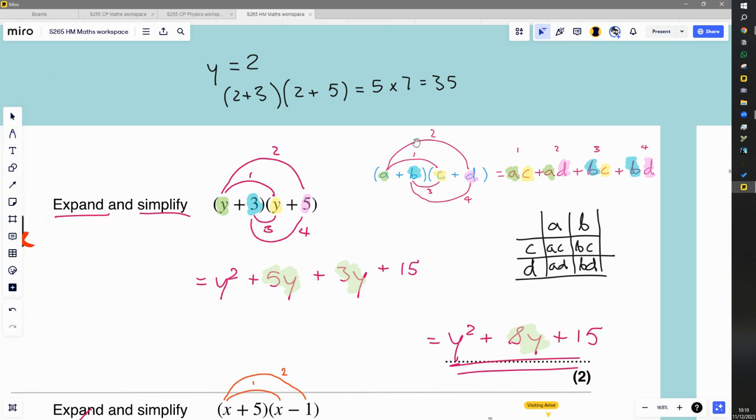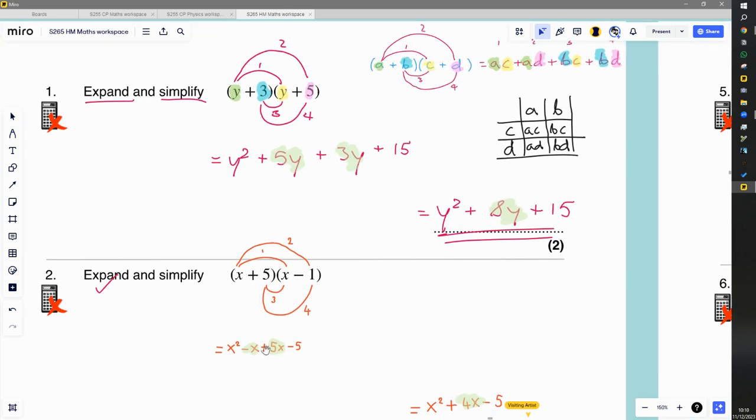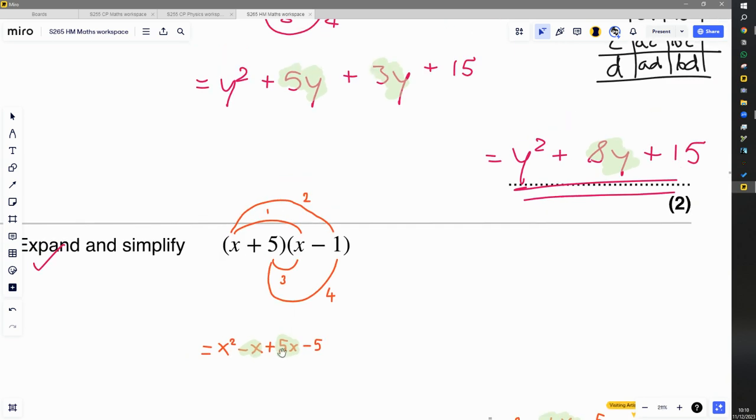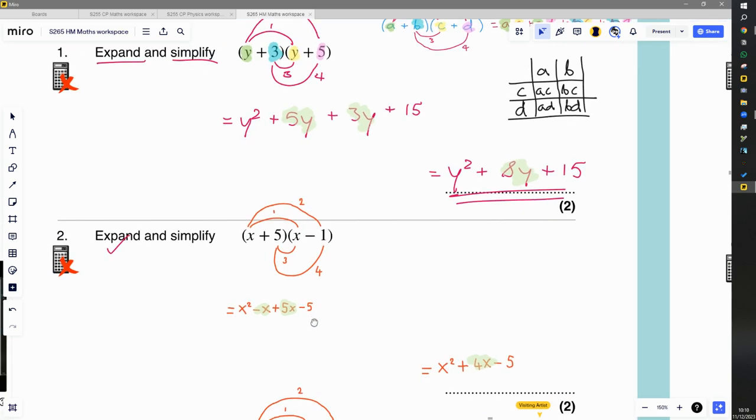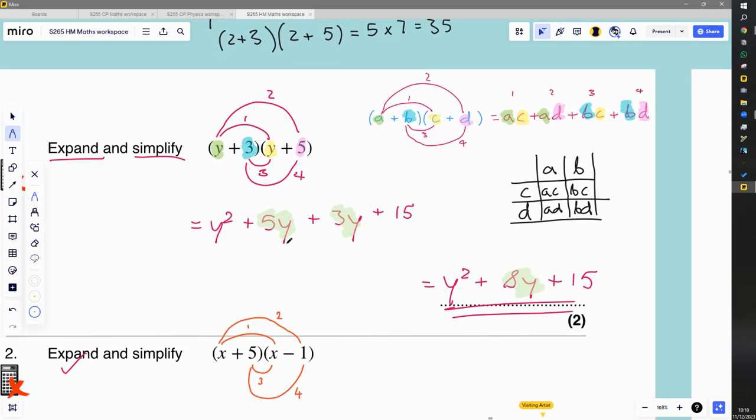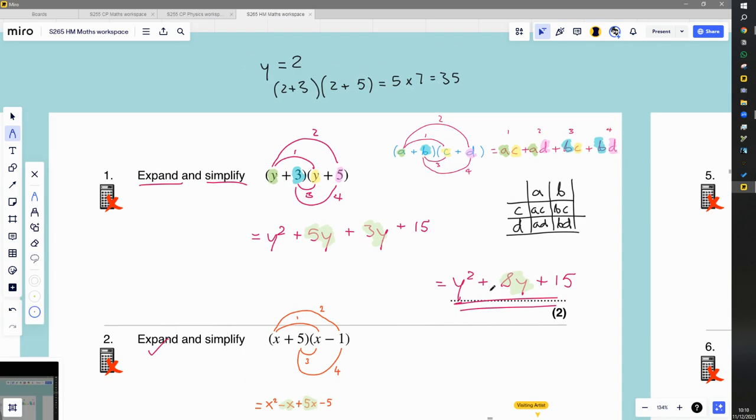Later on, in other examples, we have a minus, and in those cases, you do negative x plus 5x, and that would actually equal 4x. But in this case, they're both positive, so we just add them together and we get 8y.